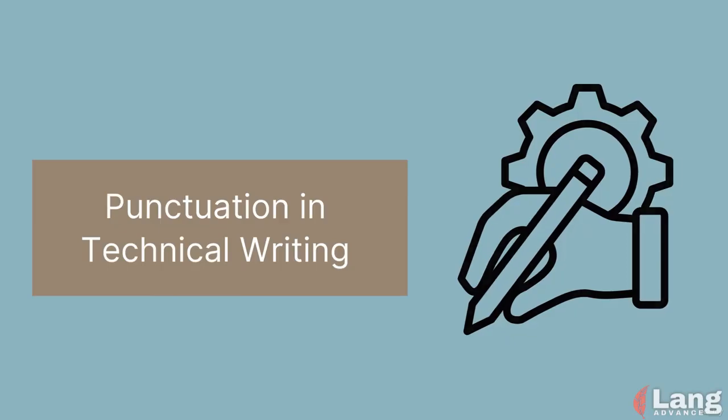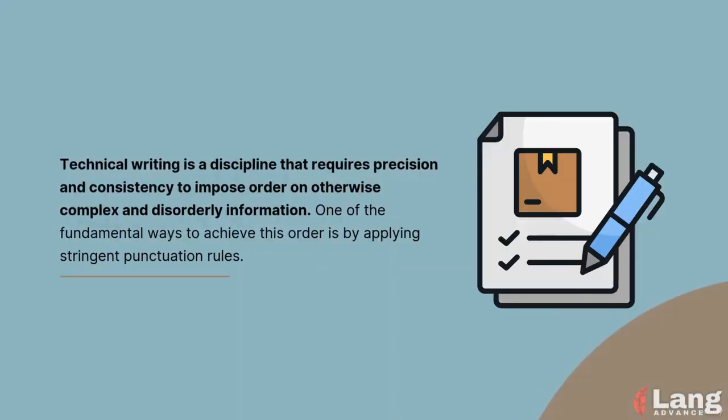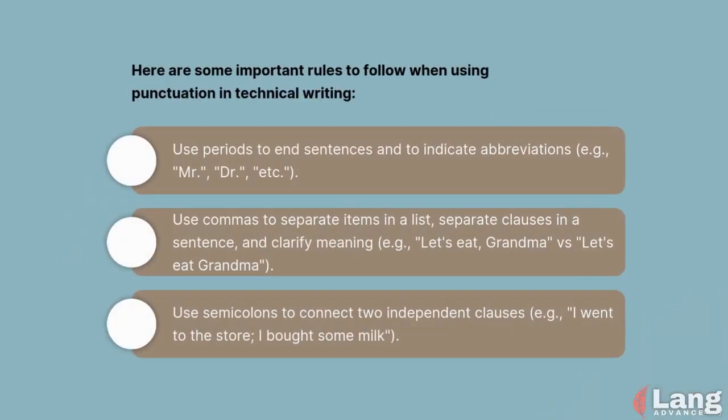Punctuation in technical writing. Punctuation is an essential element of technical writing as it helps to clarify meaning, convey emphasis, and make the text easier to read and understand. Technical writing is a discipline that requires precision and consistency to impose order on otherwise complex and disorderly information. One of the fundamental ways to achieve this order is by applying stringent punctuation rules. Here are some important rules to follow when using punctuation in technical writing.